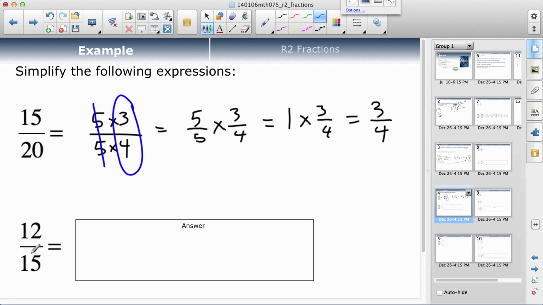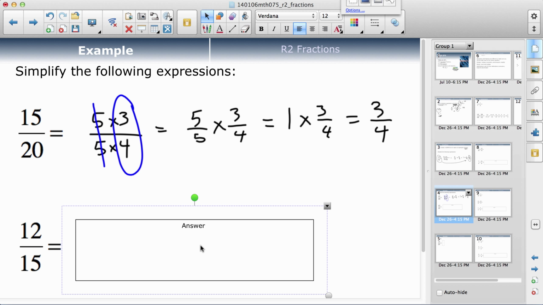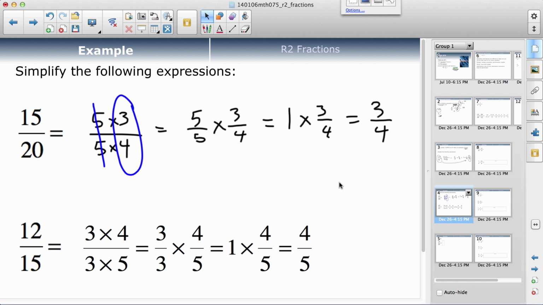Maybe pause and try this one on your own and see what you come up with. And when you press play, I'll reveal the answer and see if you got the same thing. Okay, hopefully you've got it done. That's sort of what I did.